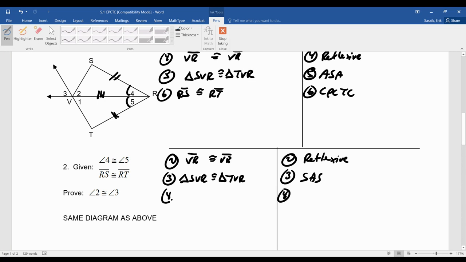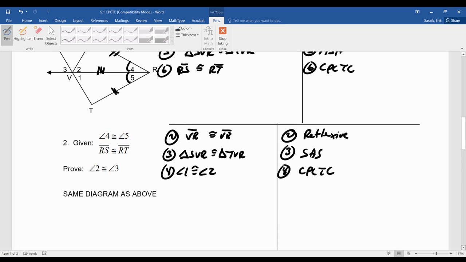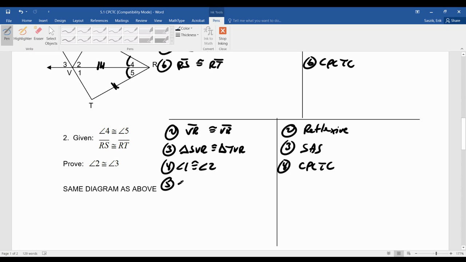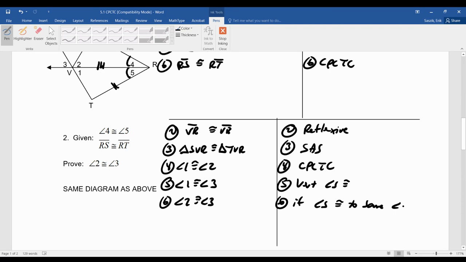But we still have some work to do here. We're going to say angle 1 congruent to angle 2. So CPCTC is not the last step. Actually, there's a couple things we still have to do. Now, if 1 is congruent to 2, remember, we can also say in step 5 that 1 is congruent to 3. Vertical angles congruent. And lastly, angle 2 congruent to angle 3. If angles congruent to same angle, then congruent. This again is called the transitive property. Okay.